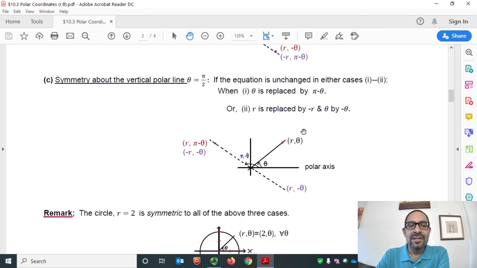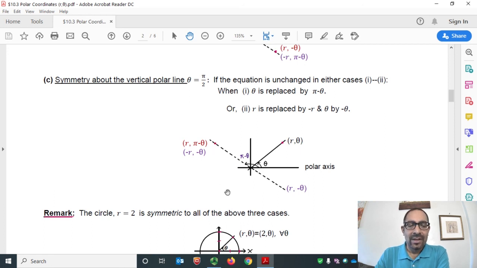C. Symmetry about the vertical polar line theta equals pi half. If the equation is unchanged in either case 1 or 2, when theta is replaced by pi minus theta, so the point is here, then replace theta by pi minus theta is here, or r is replaced by minus r and theta by minus theta. So first theta by minus theta comes here and replace r by minus r goes there.